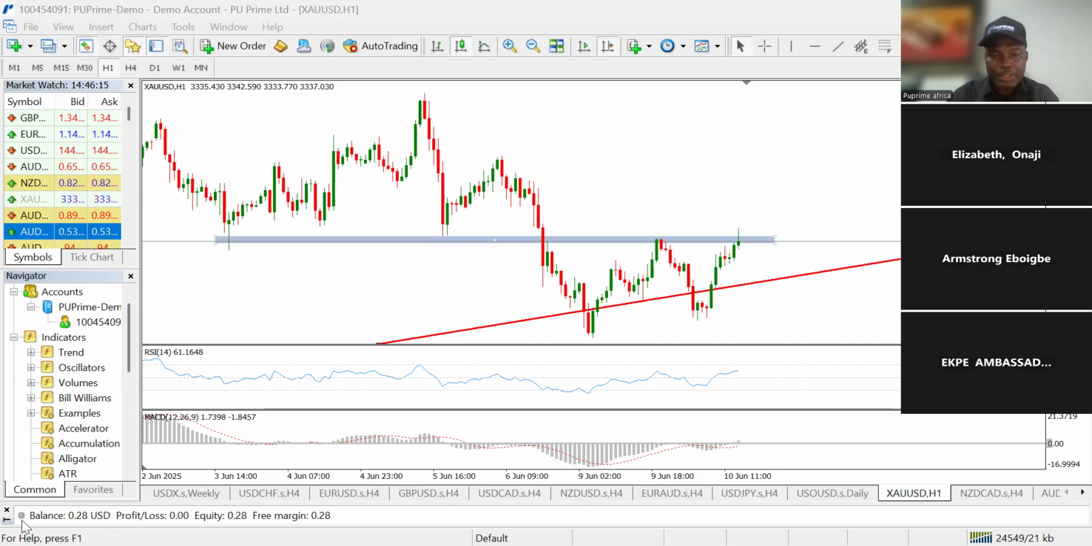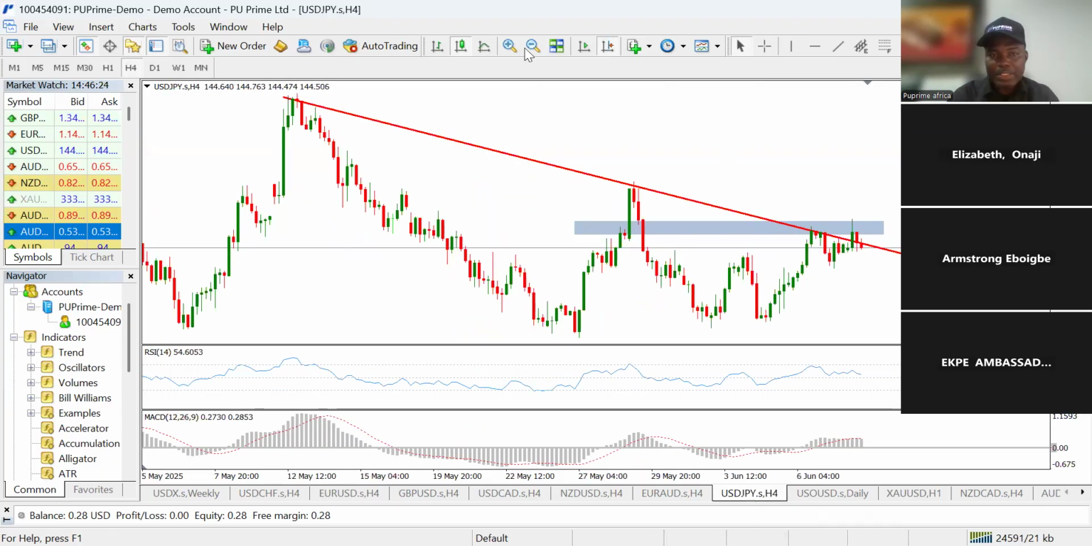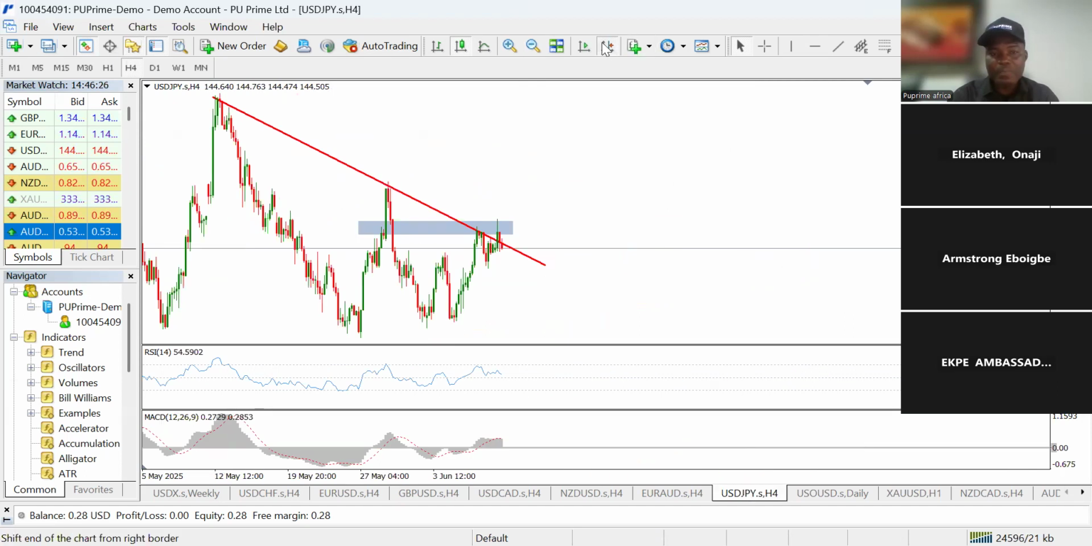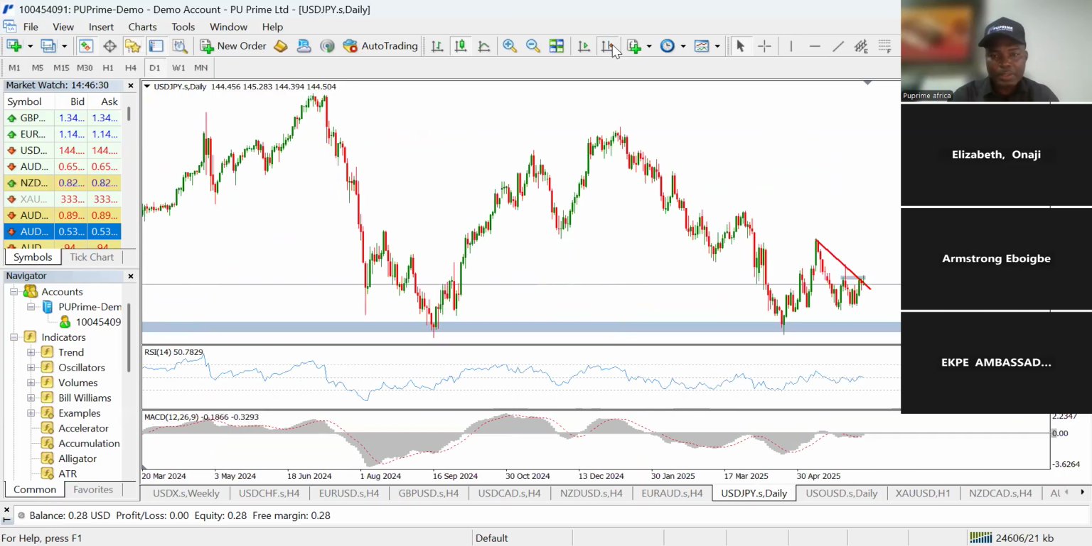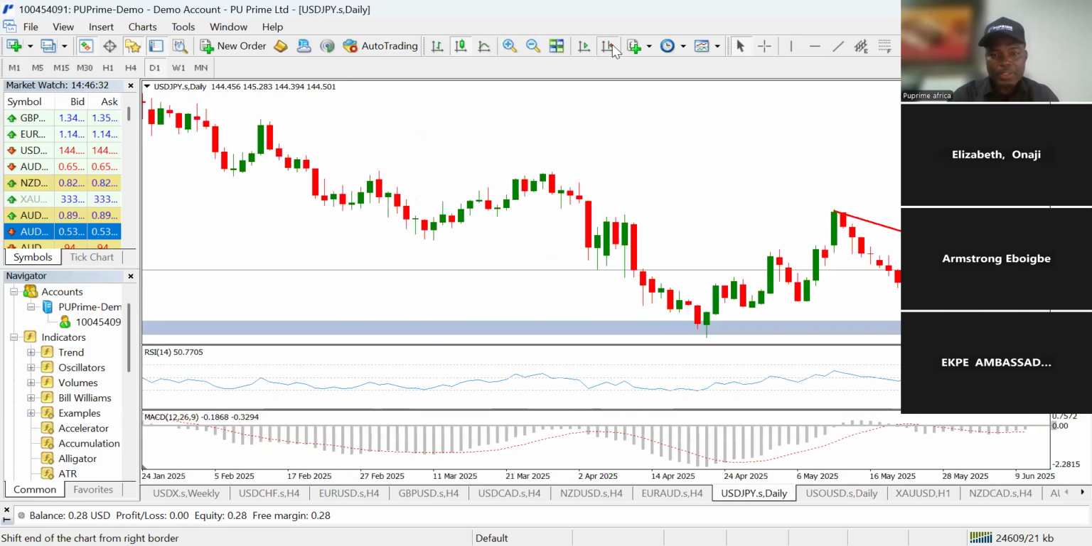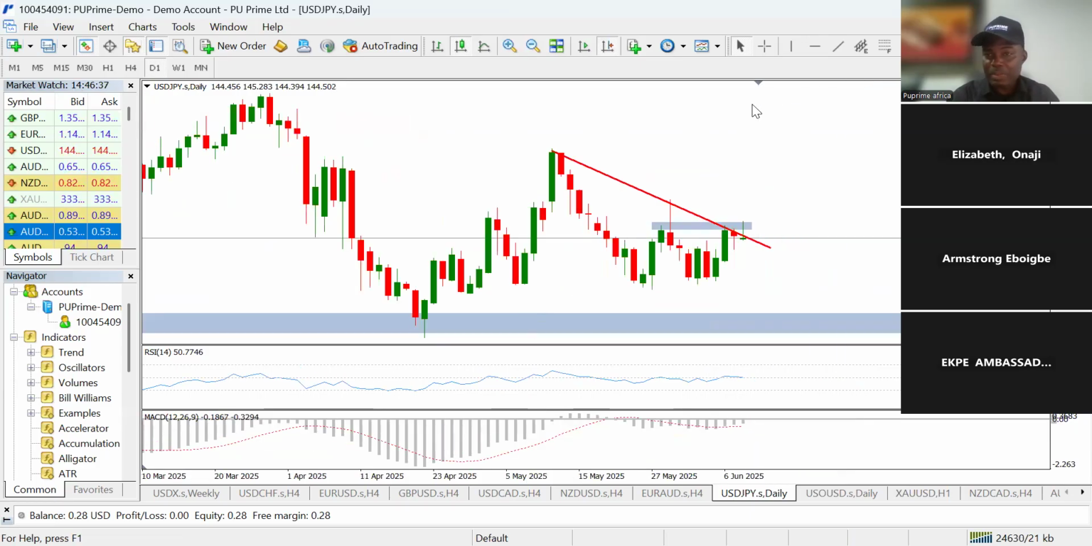Euro USD and the USD JPY. Euro USD is ranging. USD JPY might be going bearish, and this is 4 hour, so it might give some appreciable movement, but still trade with caution because the overall outlook of dollar series remains bullish. So if you want to sell USD JPY, then do it with a lot of caution.